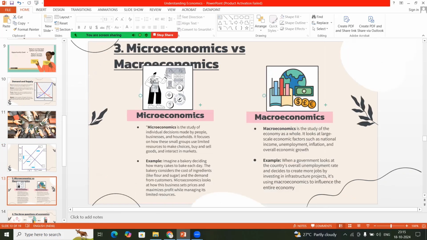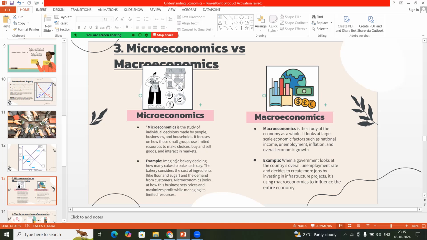Now we are coming to the difference between microeconomics and macroeconomics. Microeconomics is the study of individual decisions made by people, businesses, and households. That is, we are dealing with the small, individual units. Macroeconomics means we are dealing with all at a time, with an aggregate.